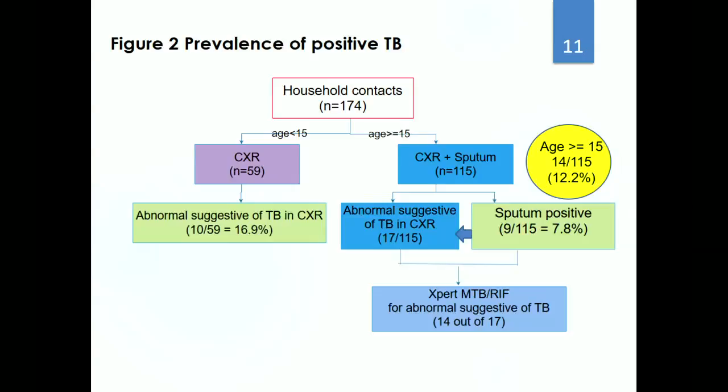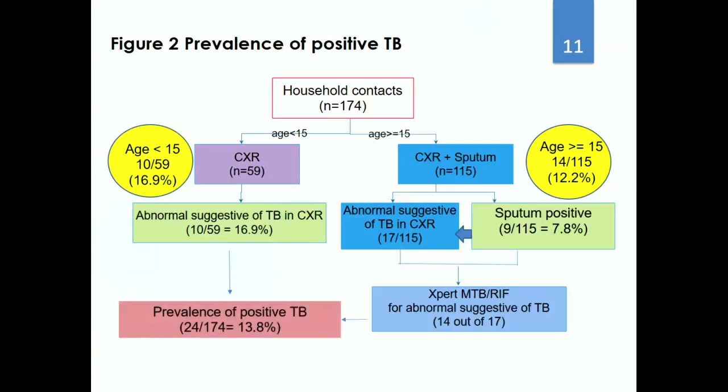For the contacts aged less than 50 years, it included 59 contacts. In this group, we only performed the chest X-ray. The prevalence of the positive TB in this group was 60.9%. Therefore, the overall prevalence of the positive TB among the contact tracing was 30.8% in our study.